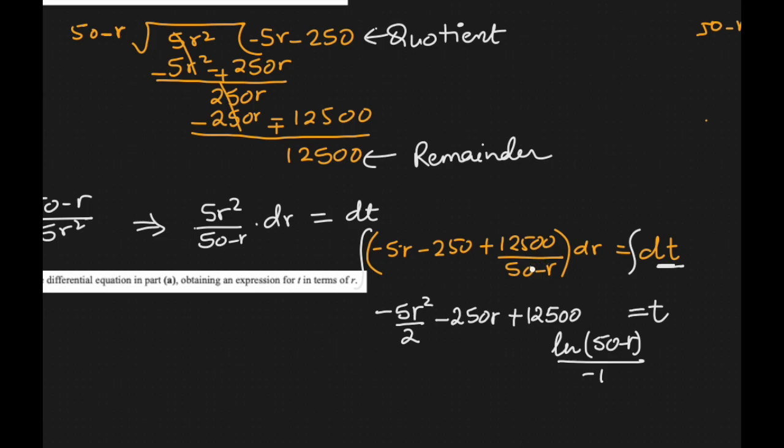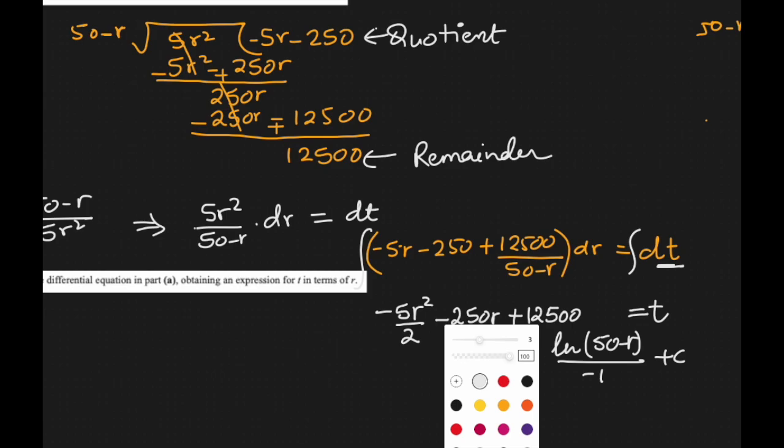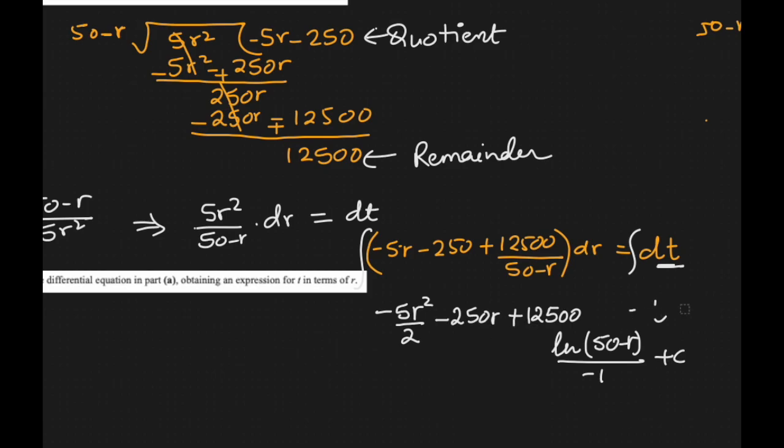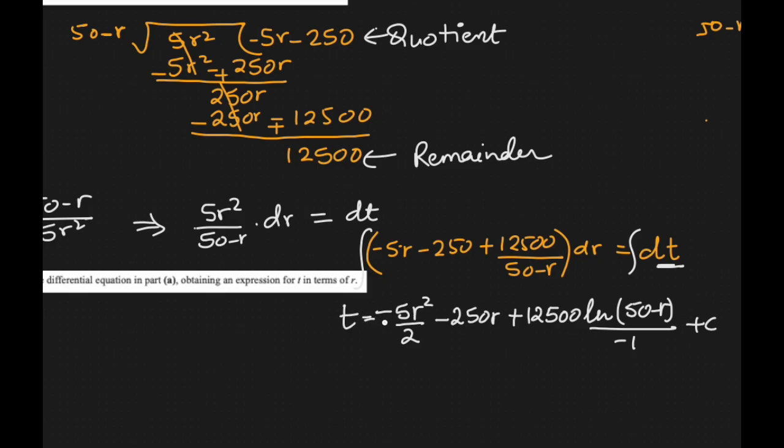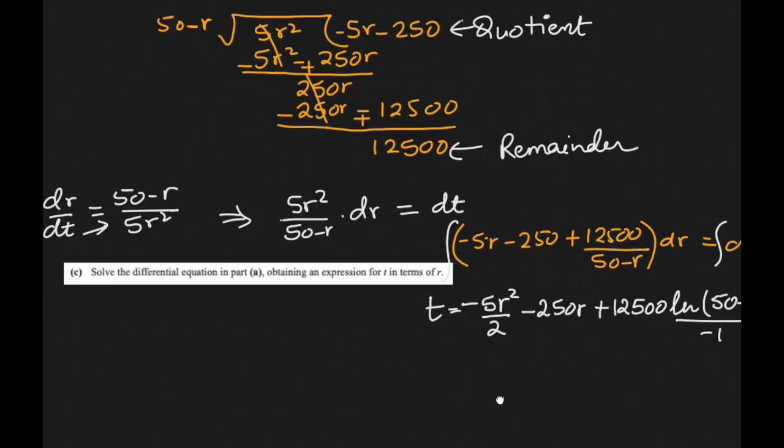Why? Because we divide by the differentiation of whatever we are applying natural log to, and then plus c. So let me erase this and put this completely after that. Plus c, and this will be equal to t, right? And we got it here.